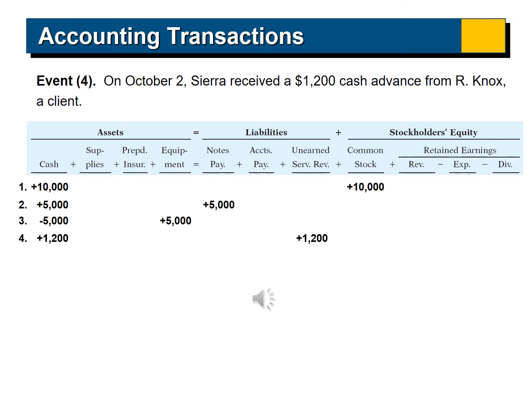Next, we have on October 2nd, Sierra received a $1,200 cash advance from Arnox, a client. So now the client of the company paid $1,200 in advance for service that they're going to receive in the future. So what happened to cash? It increased by $1,200, as you can see. On the other side of the equation, we have something called unearned service revenue, which is a liability because the company has to provide this service in the future. Remember, a liability is something that the company owes. The company has to give either money or service. So now this is recorded under the liabilities side of the equation.